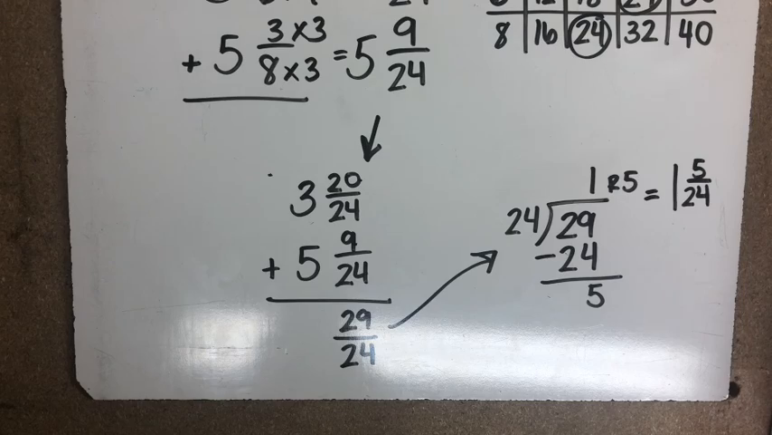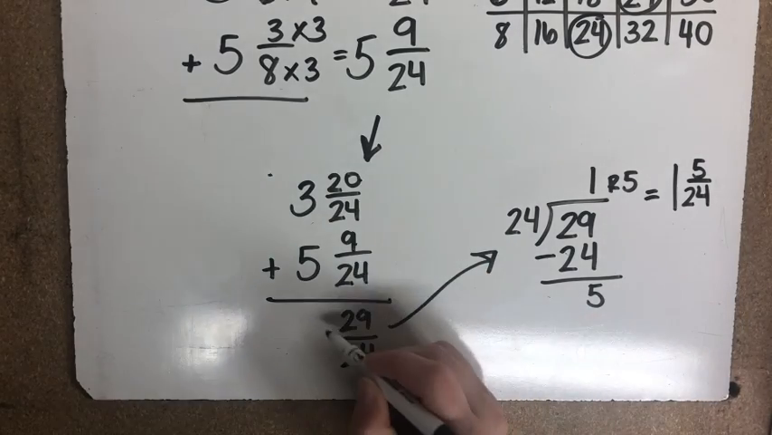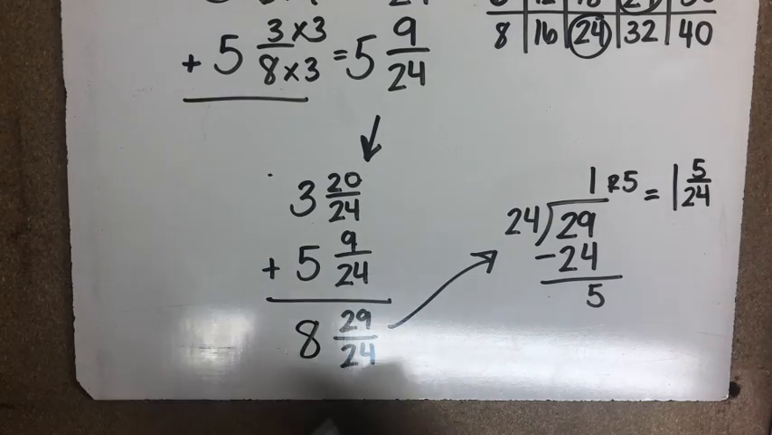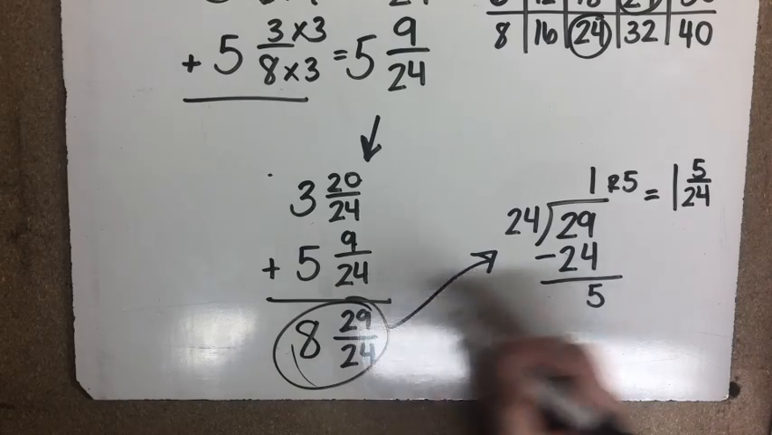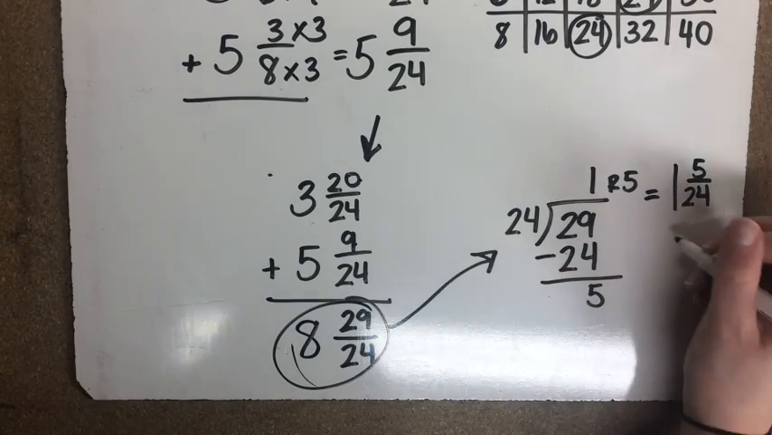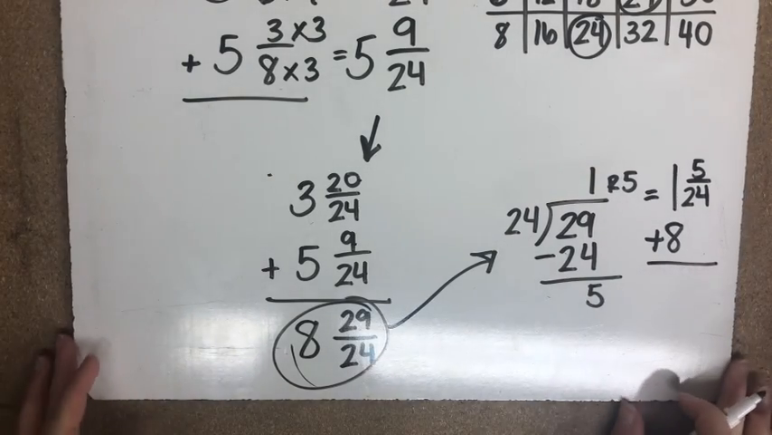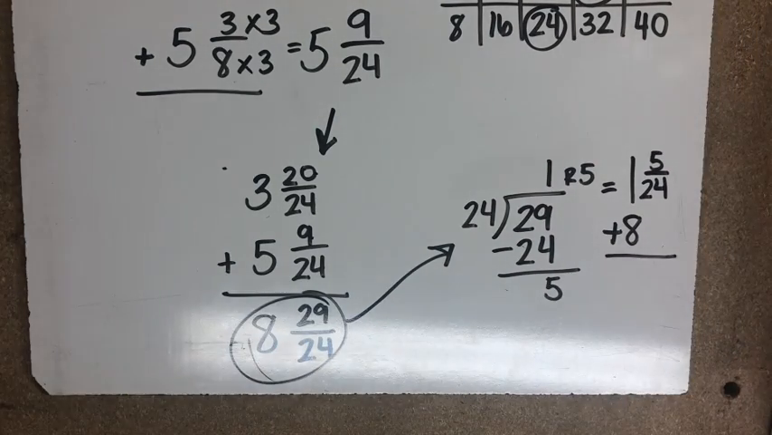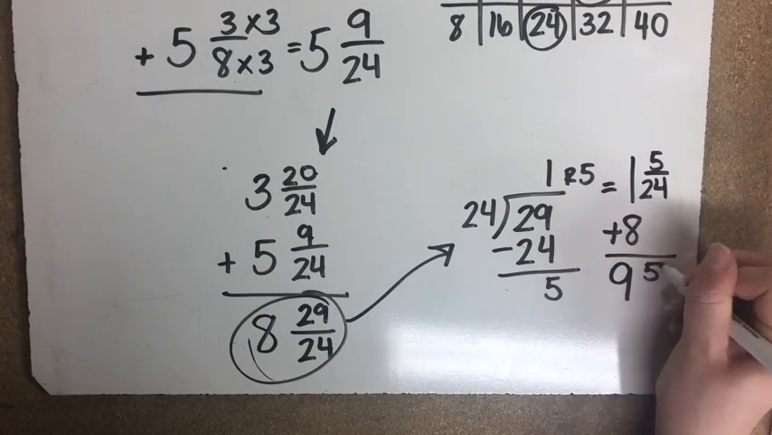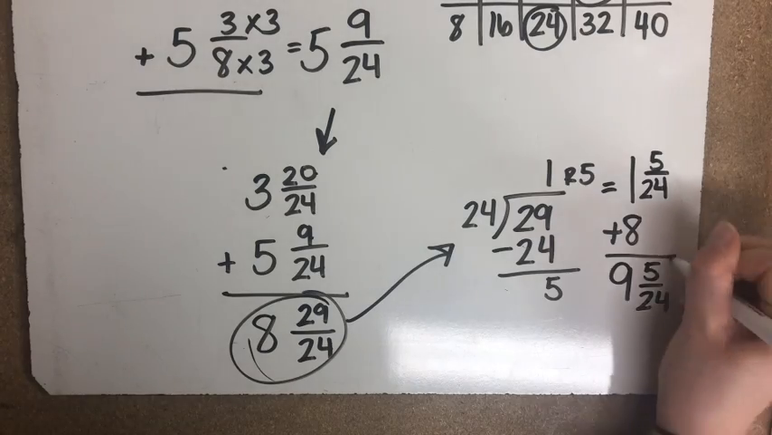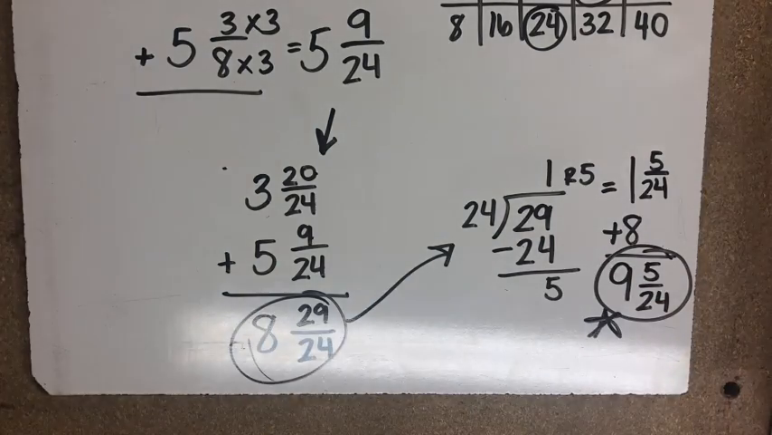Okay, but remember, I'm not done with my problem. I still need to add 3 plus 5, which I know is 8. So I need to put all of this together. I know that 29/24 is 1 5/24. So if I just add 8 more wholes to that, what is my final answer going to be? Your final answer will be 9 5/24. This is your final answer.